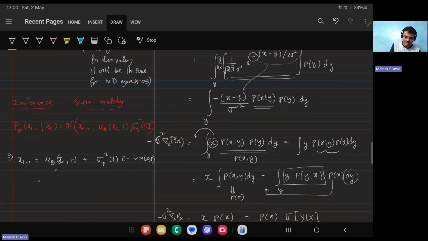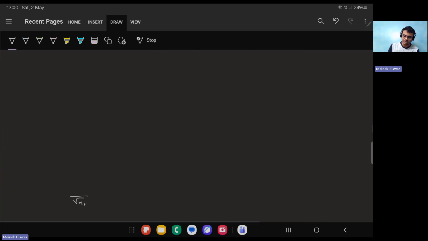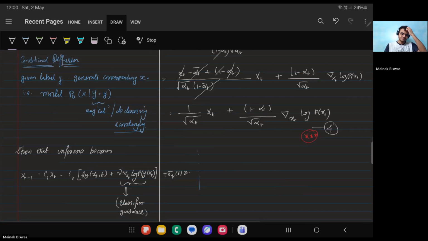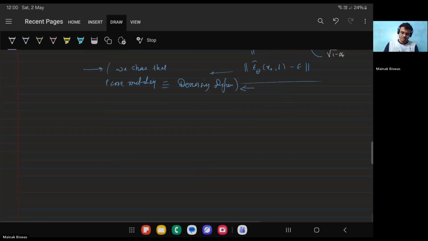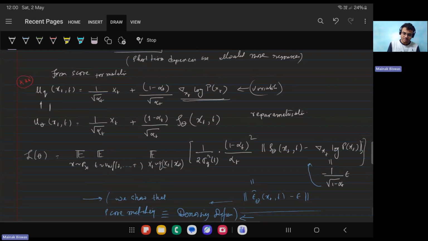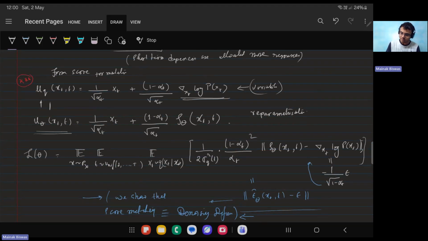And this I can expand in terms of scores. This can be written as 1 by root alpha t plus 1 minus alpha t by root over of alpha t. This is exactly what we found out. So this is my mu theta. If you remember the formulation, equation 5. So this is exactly my formulation. So 1 minus alpha t by alpha t.